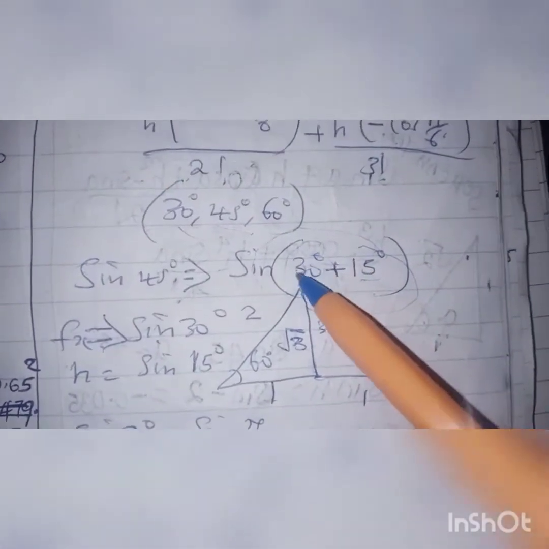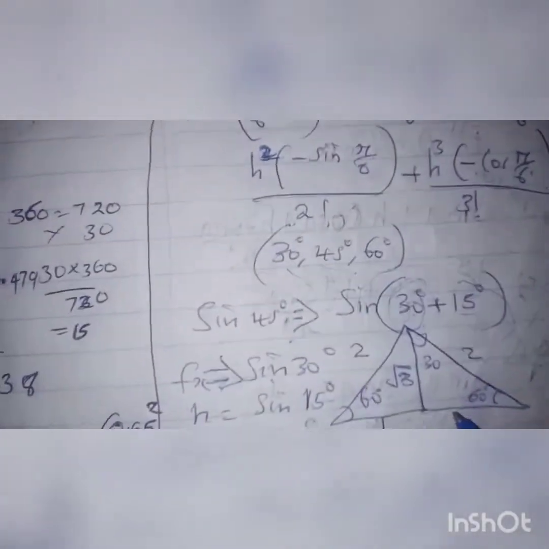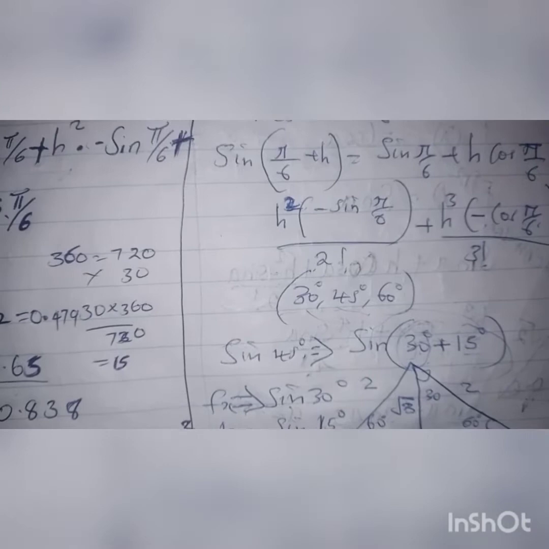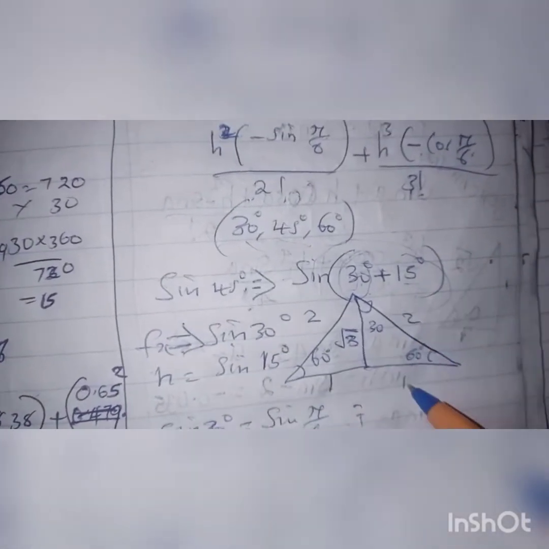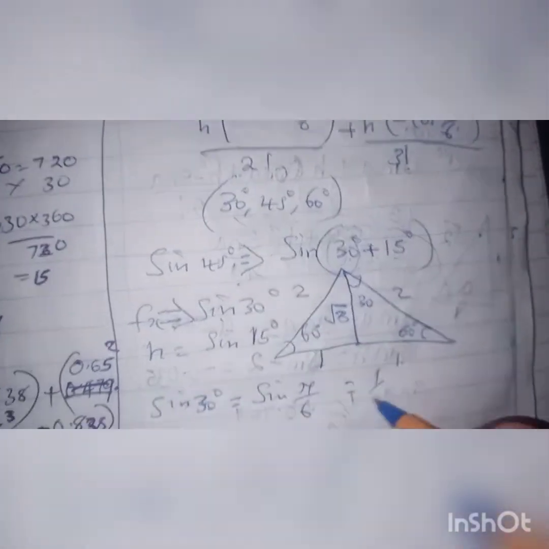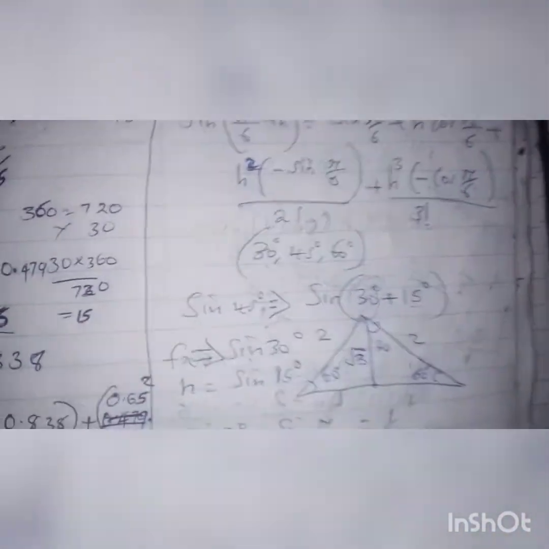So here the theta is now pi over 6. So for pi over 6, sine of that is just opposite over hypotenuse, which is a half. Leave it alone with that one.